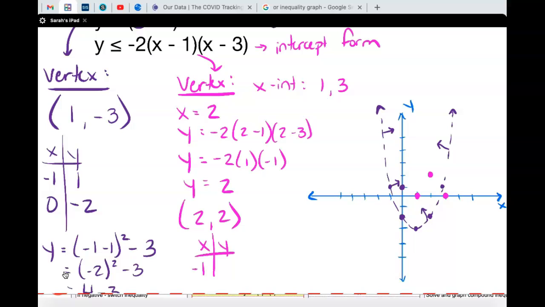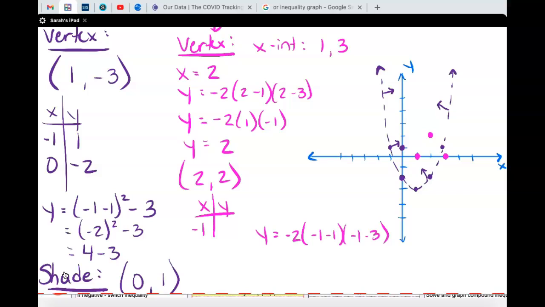So then you have y equals -2 times (-1 minus 1) times (-1 minus 3). So we have -1 minus 1 is -2, and then you have -4. And -2 times -2 times -4 equals -16. Okay, so that would be down there. I'm just gonna make a point right there. I'm so sorry. No, that's fine. I'm not gonna change it to count by 2s now. It's too late. I'm too far in.